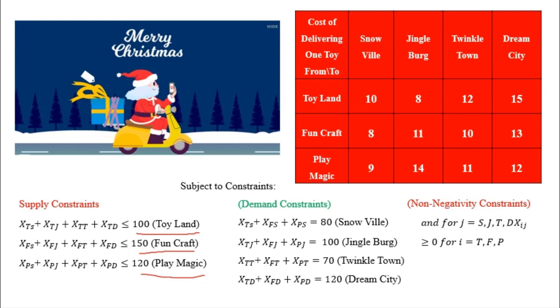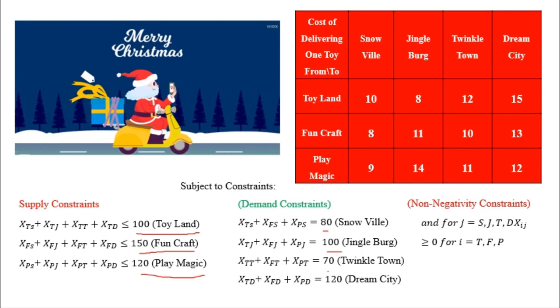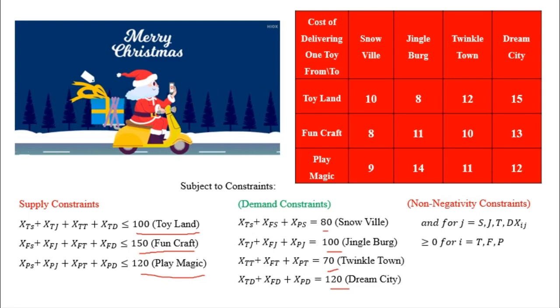And likewise, what was the demand from those four cities? Snowville has a demand of 80 toys, Jingleburg has a demand of 100 toys, Twinkletown has a demand of 70 toys, and Dream City has a demand of 120 toys. Now if I want to figure out the supply constraints, I will write it in this way. The supply quantities should involve the decision variable x, and it will have two subscripts, one for the origin and the second one for the destination, that is from workshop to city.